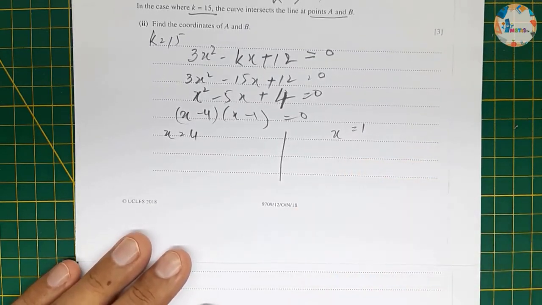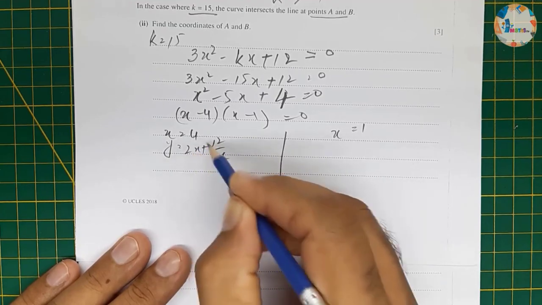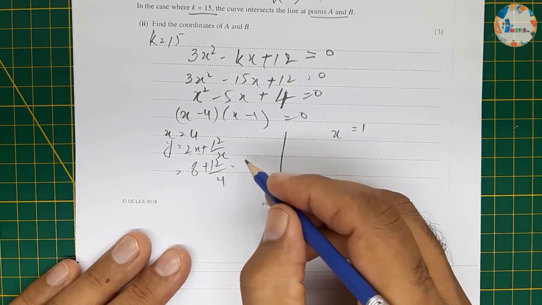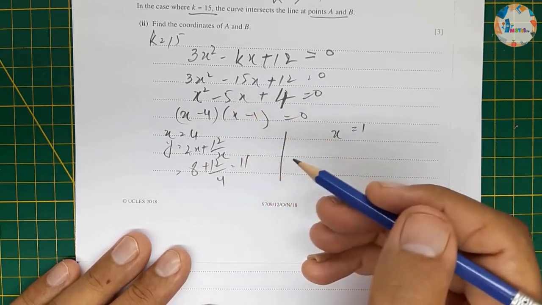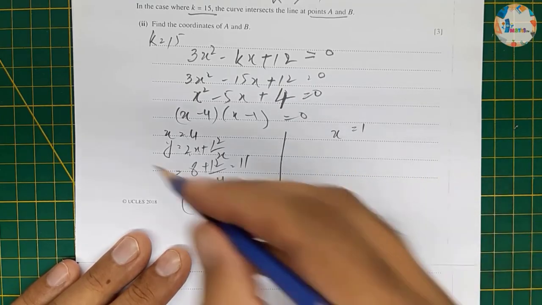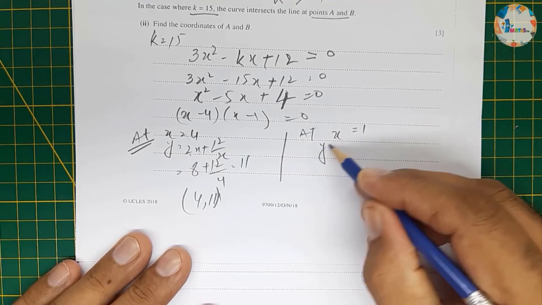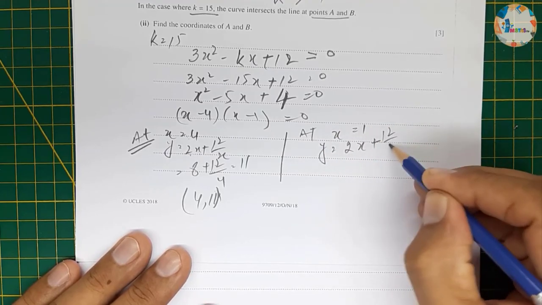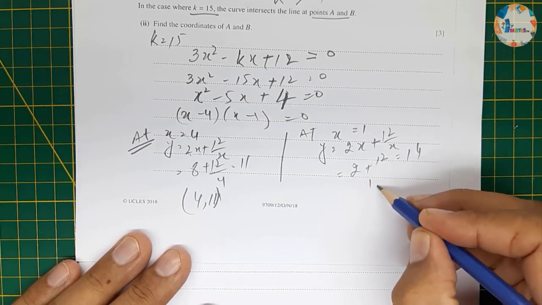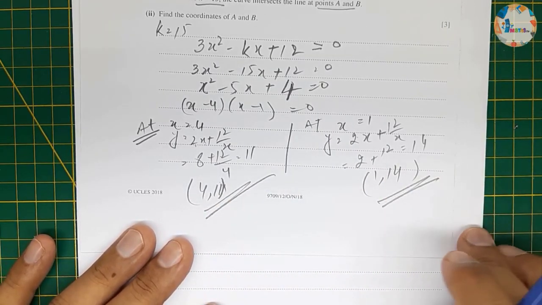If x is equal to 4, then y, we know y is equal to 2x plus 12 over x, so we can replace the values of x. This will be 8 plus 12 over 4, so this will be 3, 8 plus 3 will be 11. So the y value is 11, the x value is 4, so the coordinates will be (4, 11). This will be the one point at x is equal to 4. And at x is equal to 1, again we will replace in y is equal to 2x plus 12 over x, so it will be 2 plus 12 over 1, so this will be 14. So the coordinates will be (1, 14). So these will be the two points, (4, 11) and (1, 14). This will be our answer to this part.